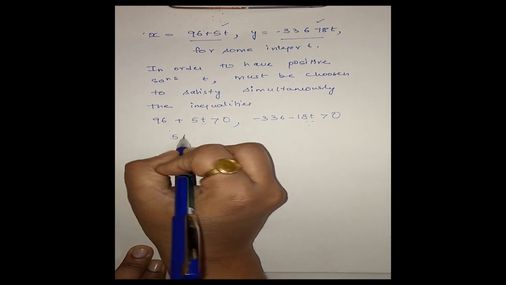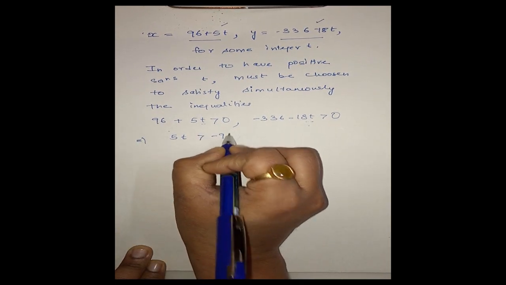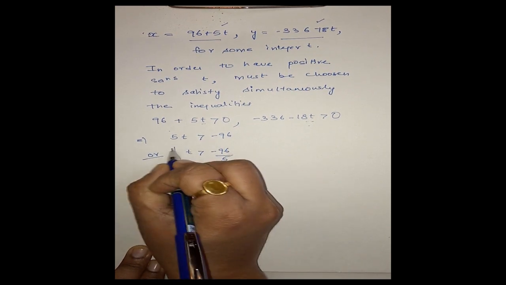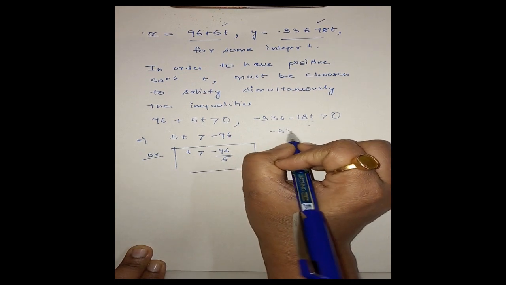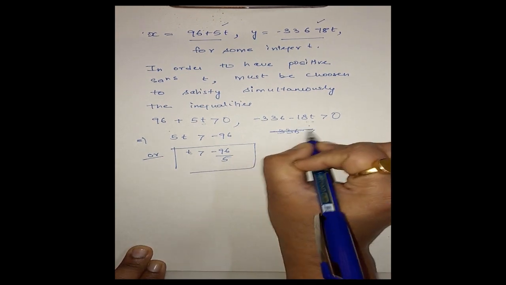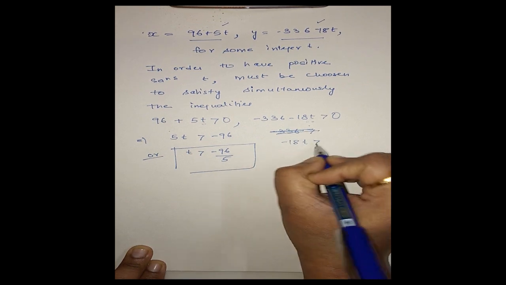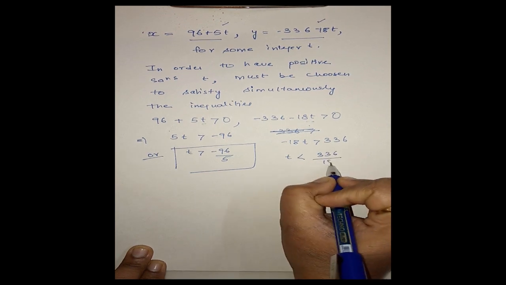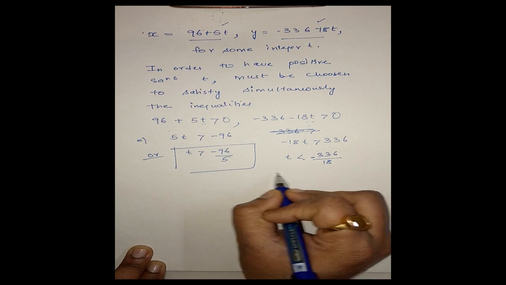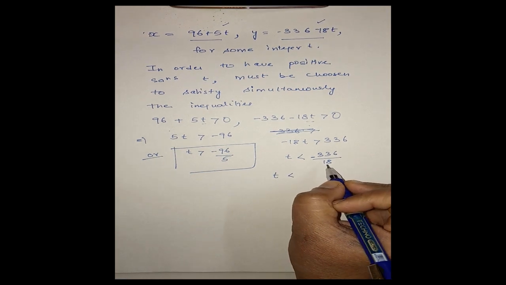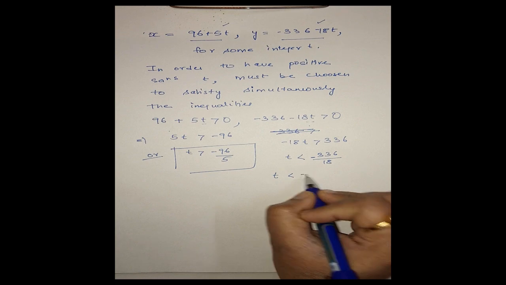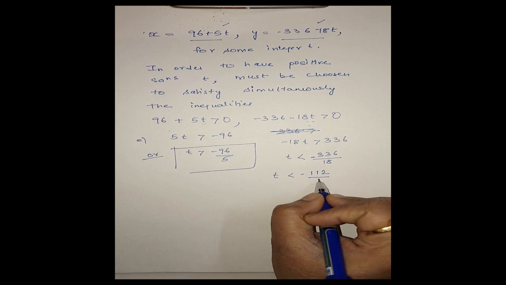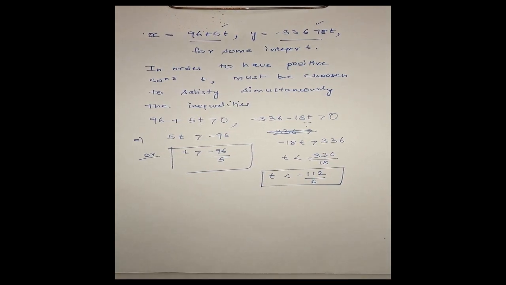Clear? Now this will give us 5t is greater than minus 96, or t is greater than minus 96 by 5. This is the first. And from here, minus 18t is greater than 336, and t is less than 336 by 18 with a negative sign. On simplifying this, we get 112 over 6, dividing both numerator and denominator by 3.